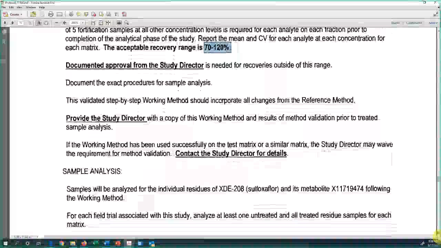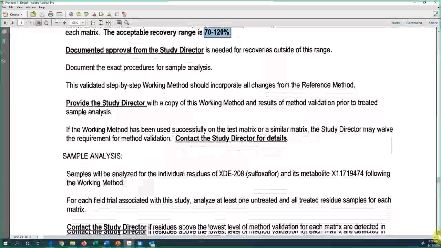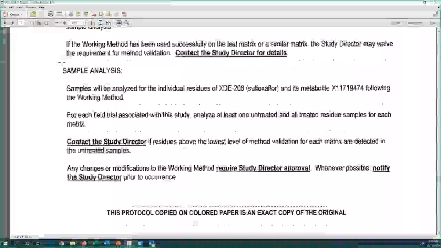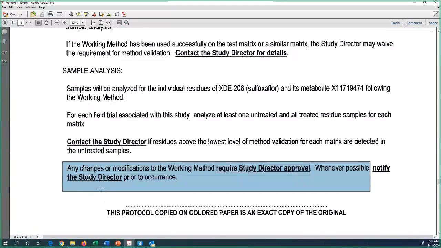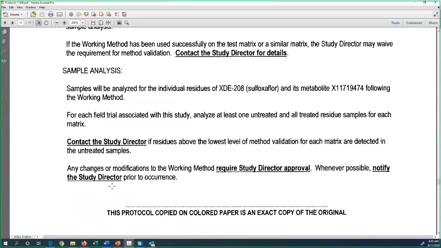Okay, now we talk about sample analysis. Well, we don't need to go through too much. We just need to say here, talk to the study director. If your analysis is not good, or if there's any change there, it requires study director approval, so notify the study director. Otherwise, that could be a deviation. Okay, so that's all those things.